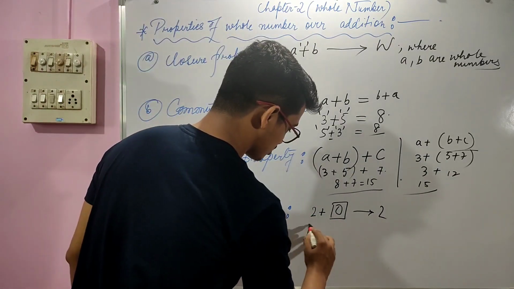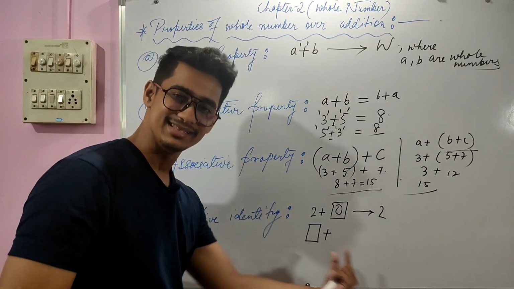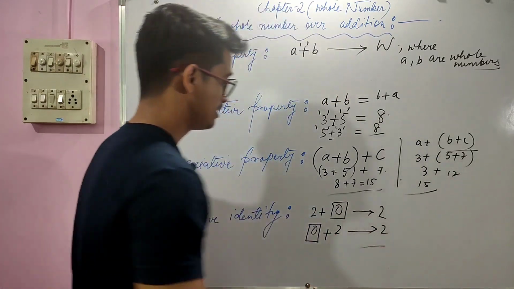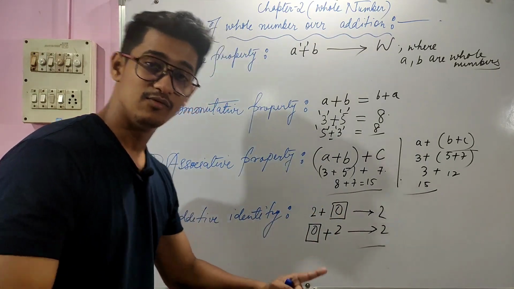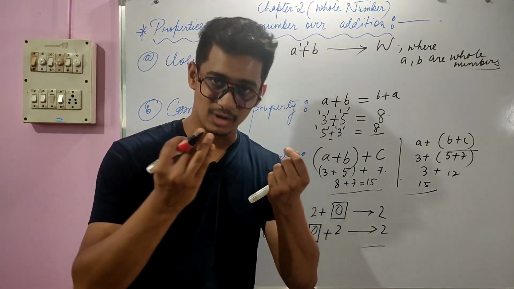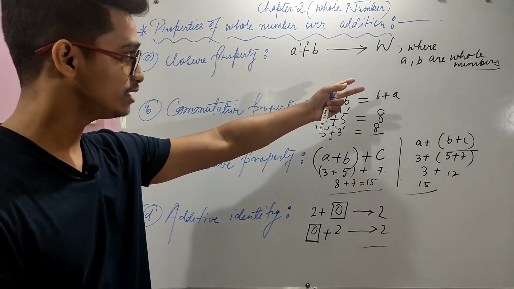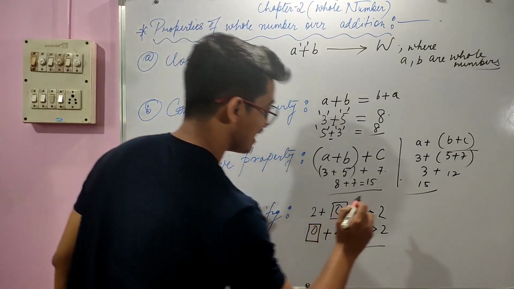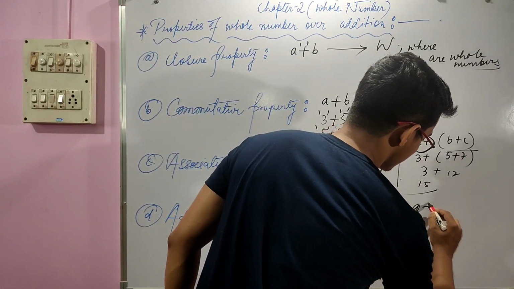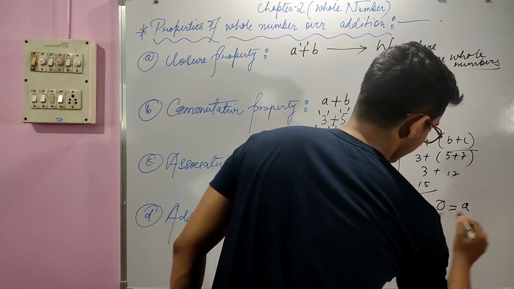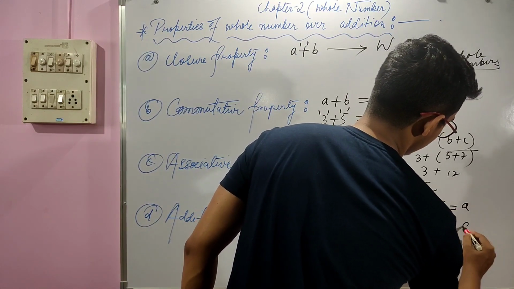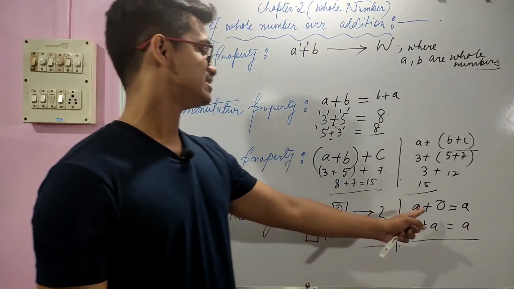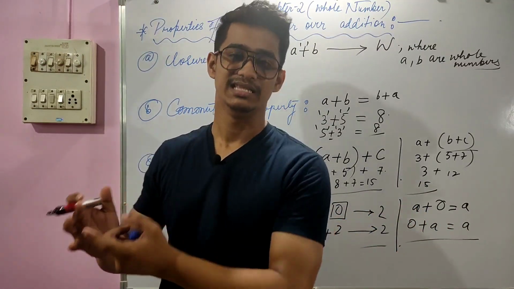So if I do the same thing, if I interchange this 2, what is the result? The result will be same. 0 is that number which can be added to each of the numbers of whole numbers, and the result will be same. The result will be A. So the representation is A plus 0 gives you A and 0 plus A gives you A. So the additive identity of A is basically 0.